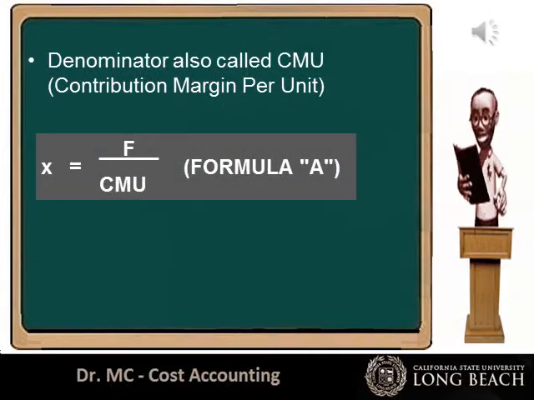P minus V is also called the contribution margin per unit. So, sometimes formula A is written as X equals F divided by the contribution margin per unit, or CMU.